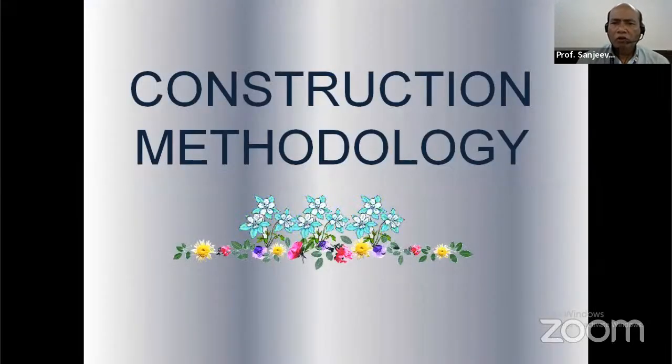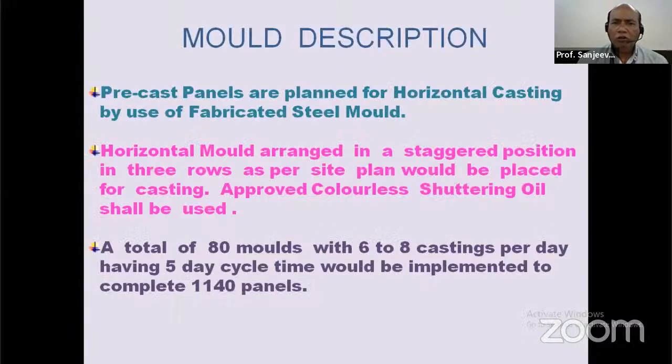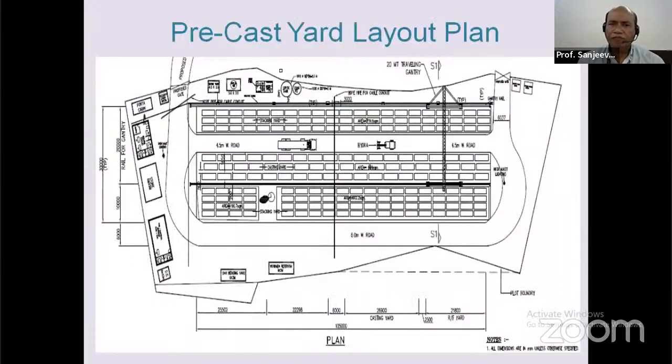Now, the construction methodology. The construction methodology consisted of precast panels planned for horizontal casting using a fabricated steel mold. Horizontal molds arranged in a staggered position in 3 rows as per the site plan would be placed for casting. Approved colorless shuttering oil was used. A total of 80 molds, with 6 to 10 castings per day and a 5-day cycle time, was implemented to complete 1140 panels.